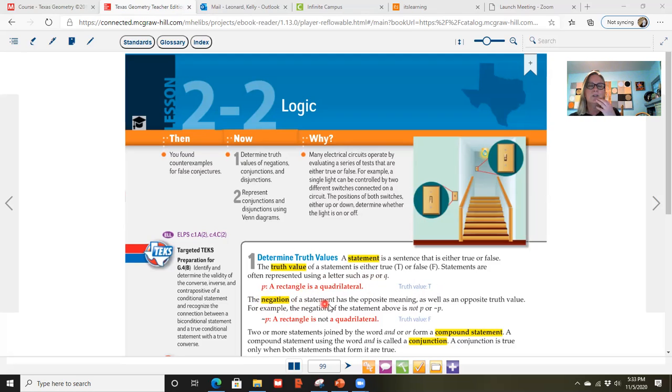The negation of a statement has the opposite meaning as well as an opposite truth value. And it's represented by, look, this little squiggly. If you put a squiggle in front of the letter P, that's saying not P. That's how you say it out loud. You don't say squiggle P. You say not P. So not P, if P is still the statement, a rectangle is a quadrilateral, then not P is a rectangle is not a quadrilateral. And now the truth value is false.